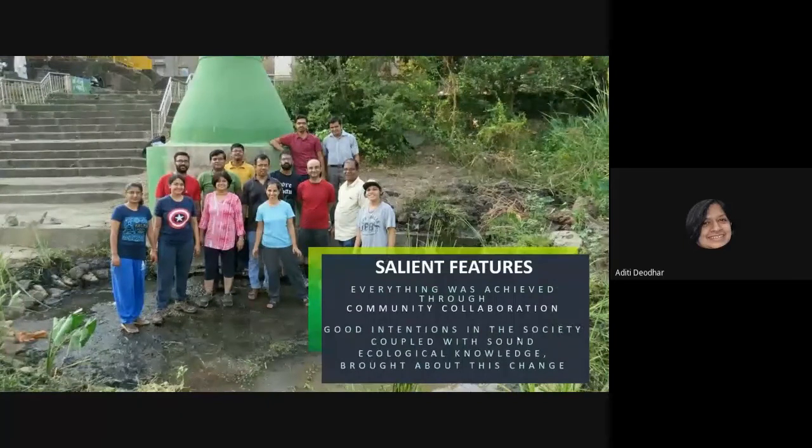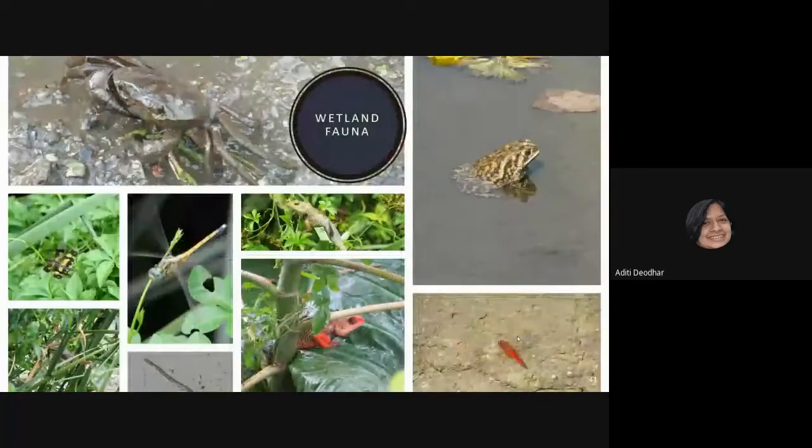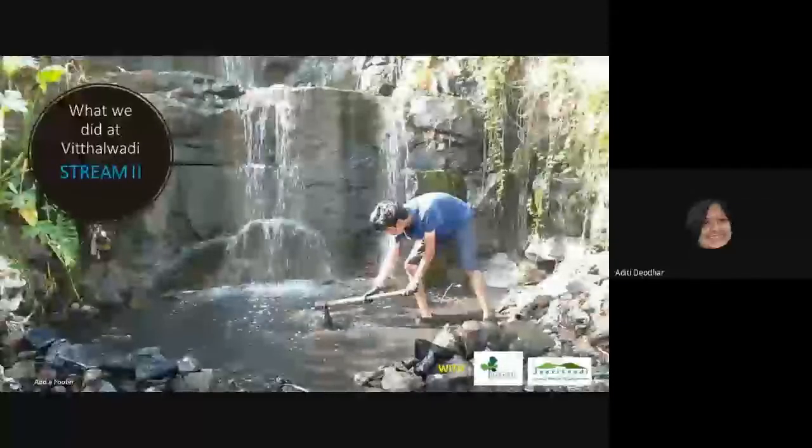And again, the salient features are that everything was achieved through community collaboration. There was no paid worker or anything. All of these were volunteers who worked together. And so good intentions coupled with sound ecological knowledge achieve this result. Just a glimpse of the wetland flora and wetland fauna that we found.